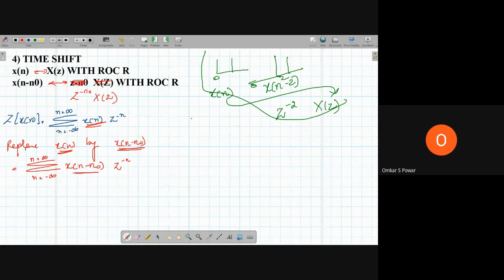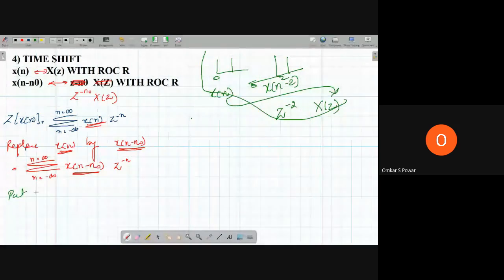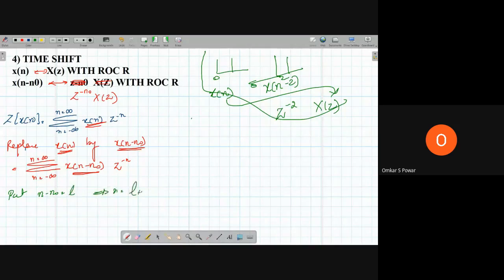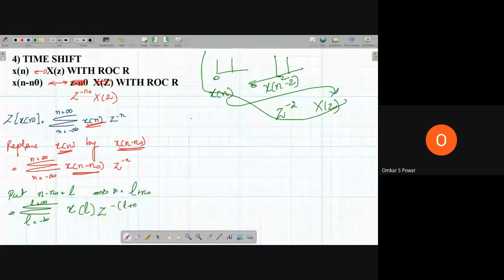Then you observe here what I will do. You have to put n minus n naught is equal to L. This implies n is equal to L plus n naught. Let us substitute that. Your n varies from minus infinity to infinity, so L also varies from minus infinity to infinity. Then x of n minus n naught is replaced by x of L, and n will be L plus n naught. So I have written that. Let's further simplify this.